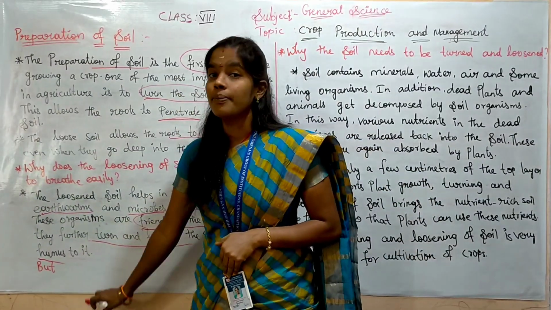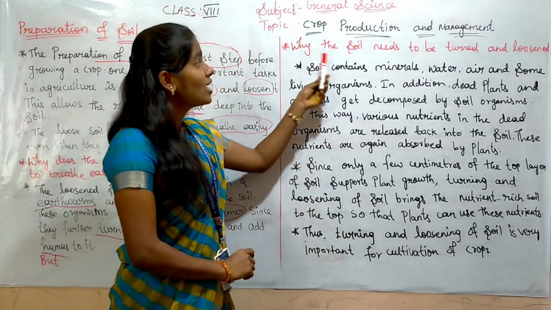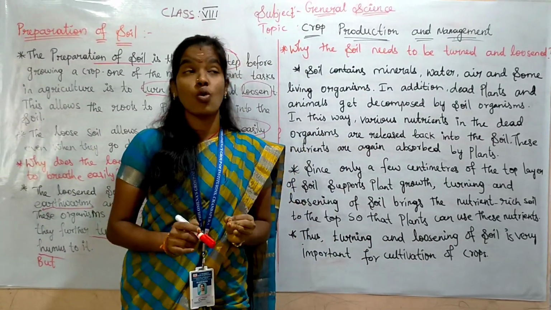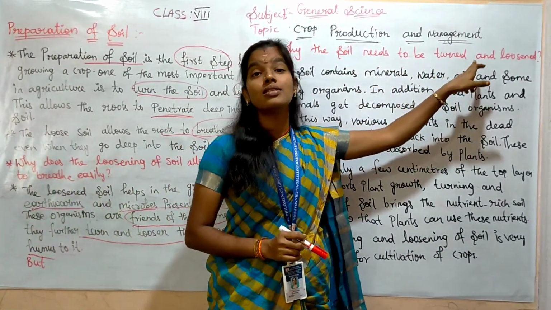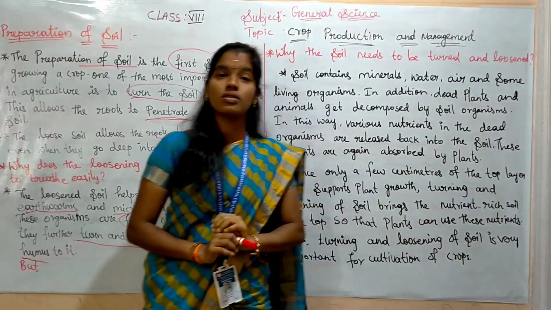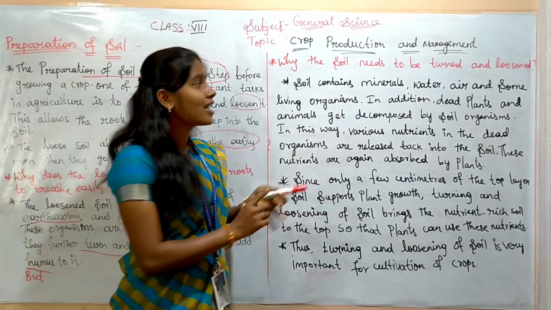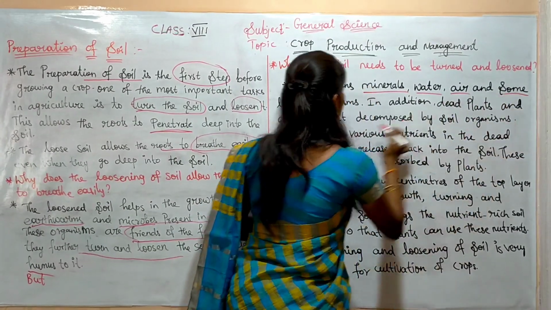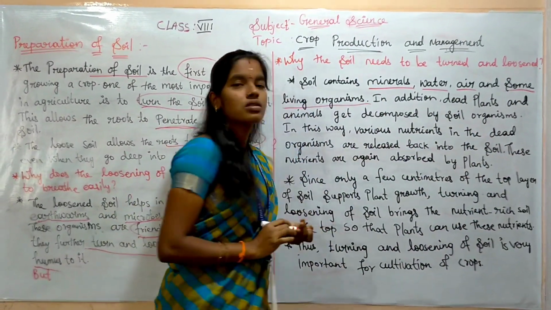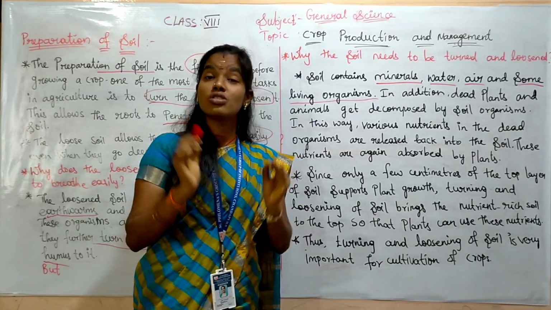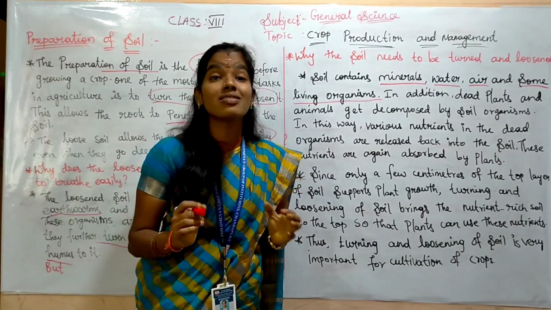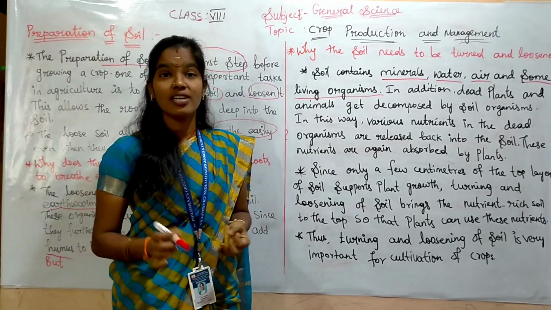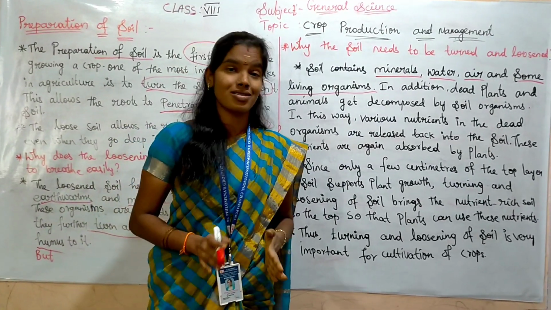But why does the soil need to be turned and loosened? Soil contains minerals, water, air and some living organisms. So why do we want to loosen the soil and turn the soil? Because soil contains minerals, water, air and some microorganisms.